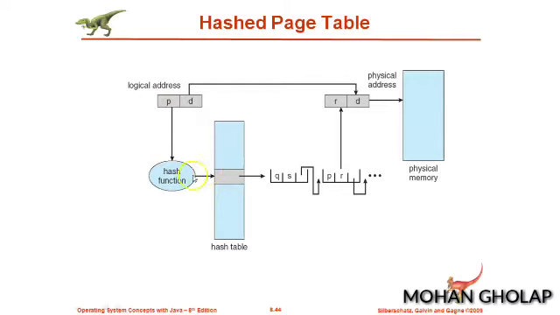So this hash table will be pointing to a particular linked list, and here it will have three pieces of information. It will contain the virtual page number, the second one is the value of the mapped page frame, and the third one is a pointer to the next node.